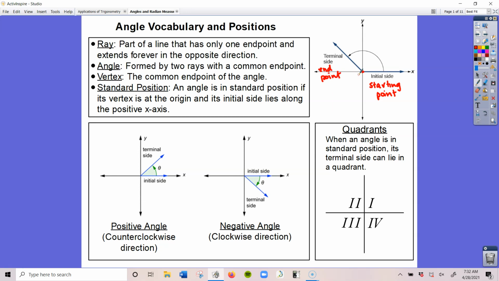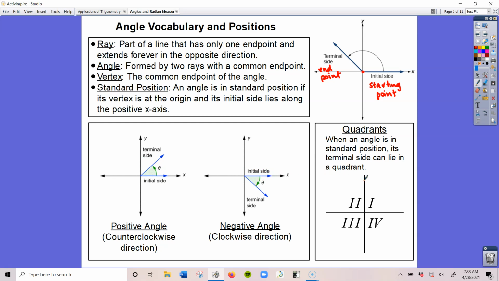of your angle. Now there are two types of angles. We have either a positive angle or a negative angle. A positive angle is when it opens in the counterclockwise direction, so going towards the left. A negative angle is when it opens in the clockwise direction, so going towards the right here. Or rather, a positive angle is when it opens up, and a negative angle is when it opens down.